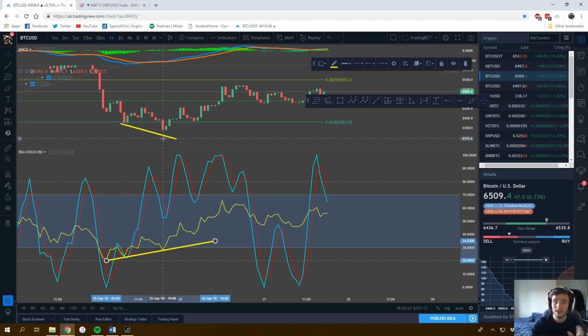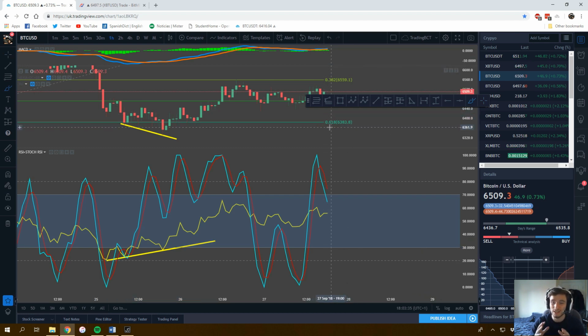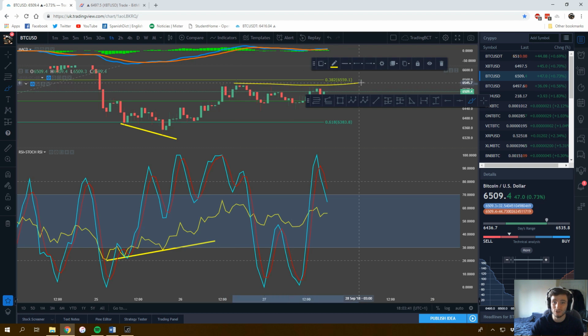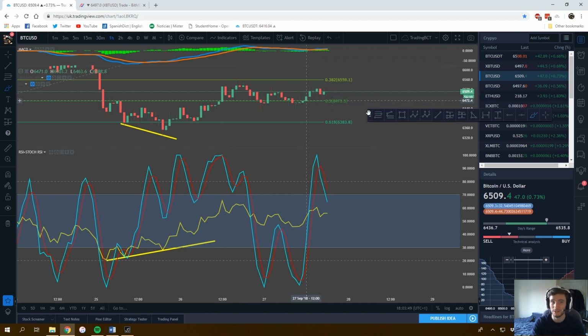So for me, this bullish divergence combined with the fact that we were on this 0.618 level was a really good reason to enter that long trade. And I entered this long trade yesterday, which I very nicely closed right on the 0.382 resistance level. I took 25% profit on the 0.5 fib as well. So that's how I played my trade yesterday.